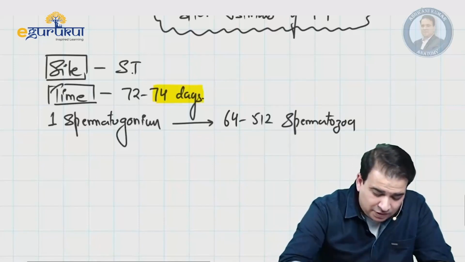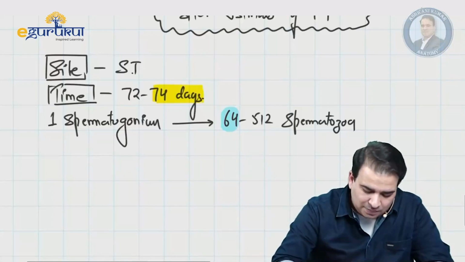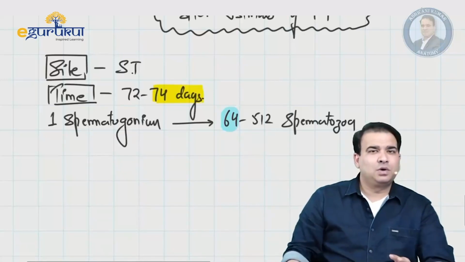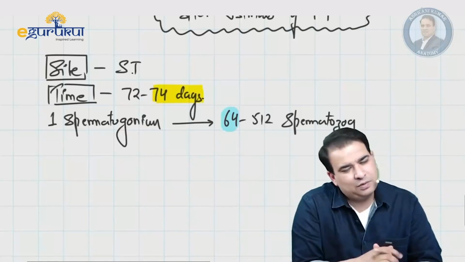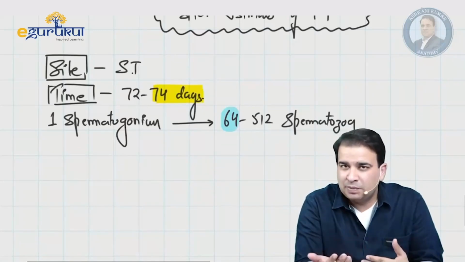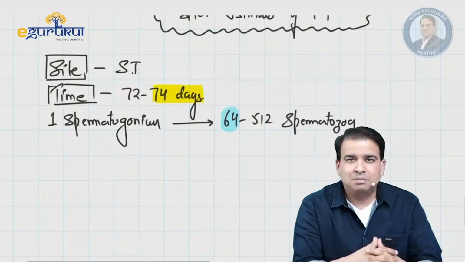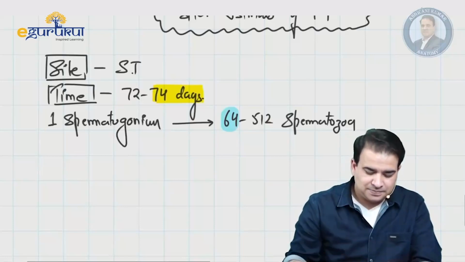Spermatozoa, and if you have to choose one, I'll go with 64. Five cycles of division have taken place, and 64 could be the best answer if you have to choose between 64 and 512. Otherwise, both are correct, because 5 cycles of division can take place before it goes into spermatogenesis, or even 7 can take place. But the more accepted answer is 64. 64 is a better answer.